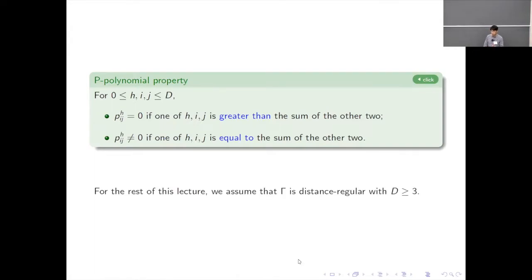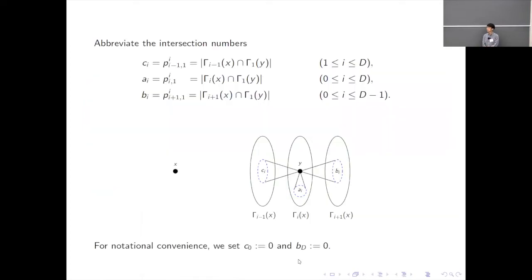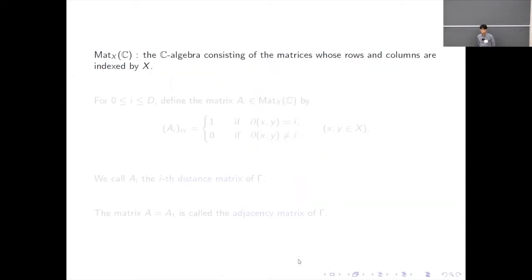So in what follows, we assume our graph gamma is distance regular with diameter d greater than or equal to 3. And we abbreviate the intersection numbers as c_i, a_i, b_i. You see there, the picture is really helpful to understand this abbreviation notation.